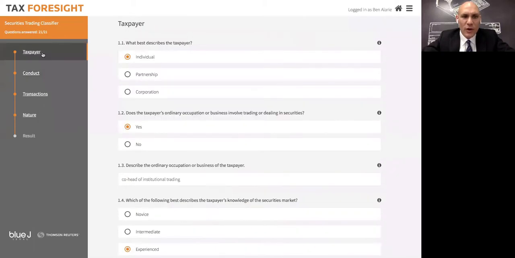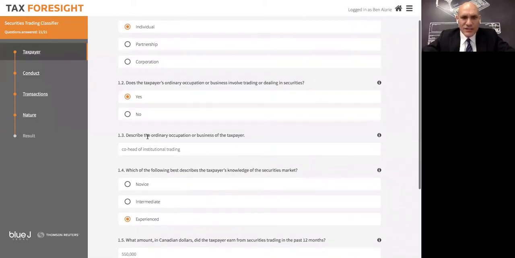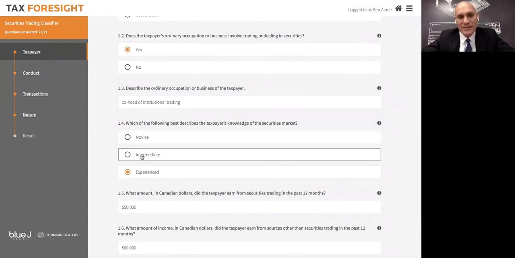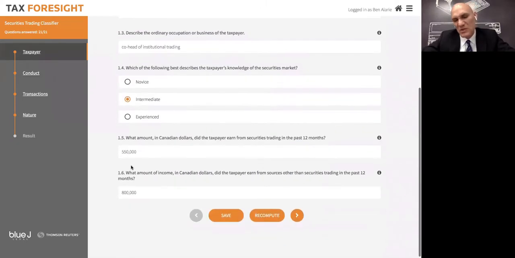Okay, what if we go here and change? What if we want to say, I know this taxpayer had this position in terms of institutional trading, but it was really only intermediate. So saying experienced might be an overstatement.